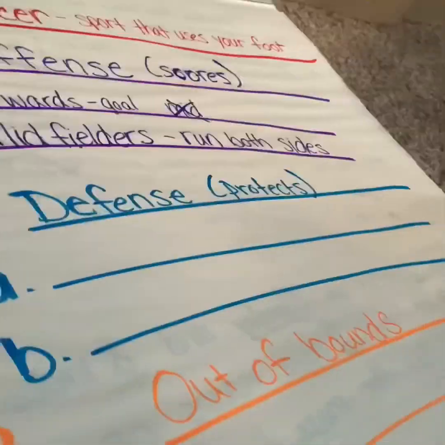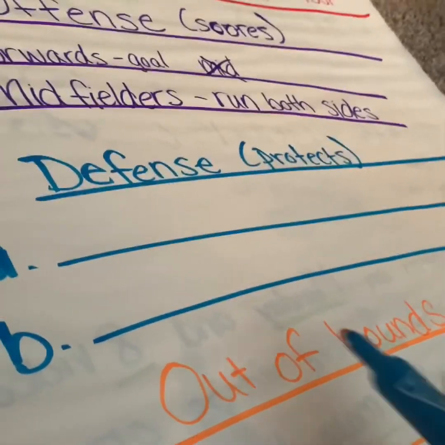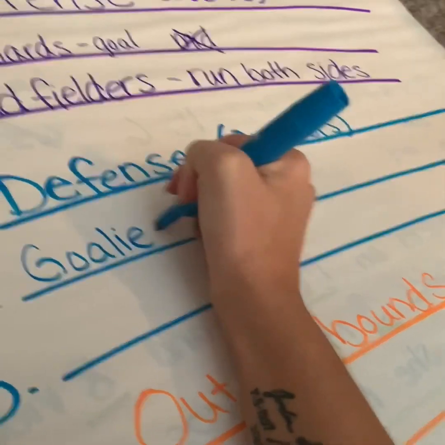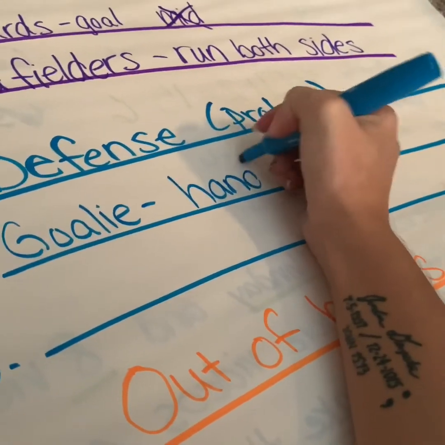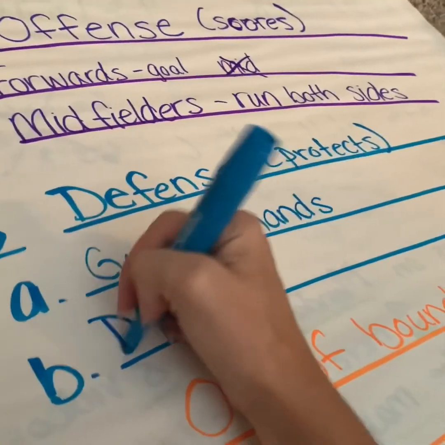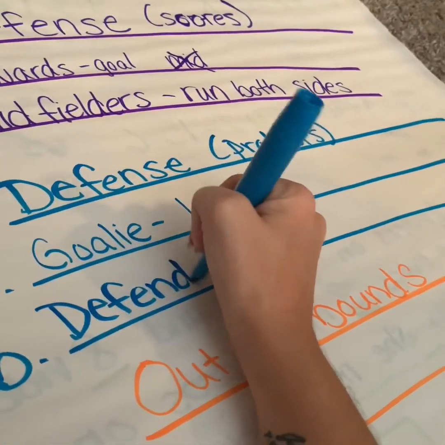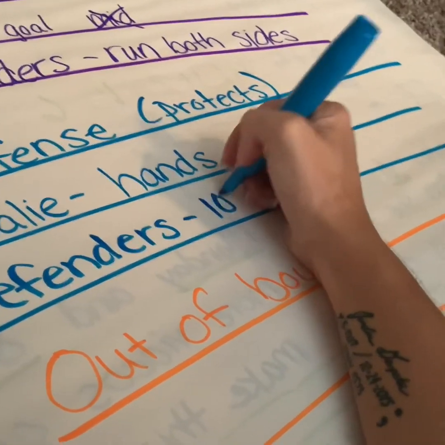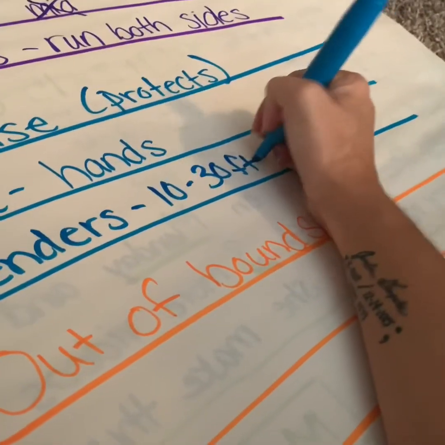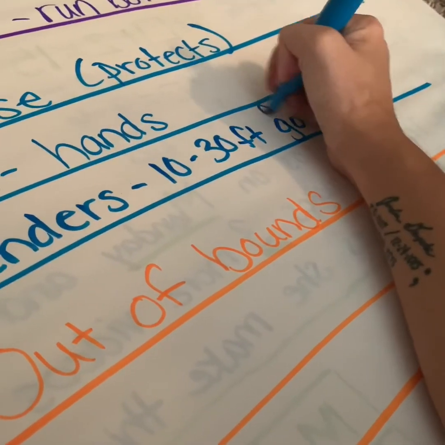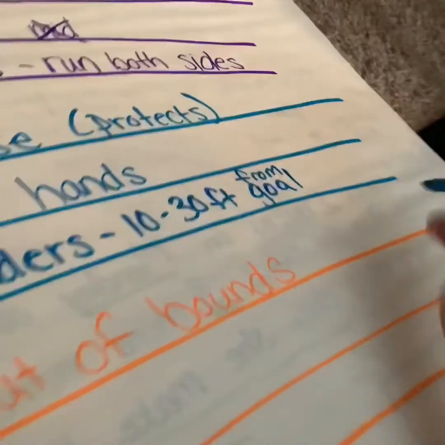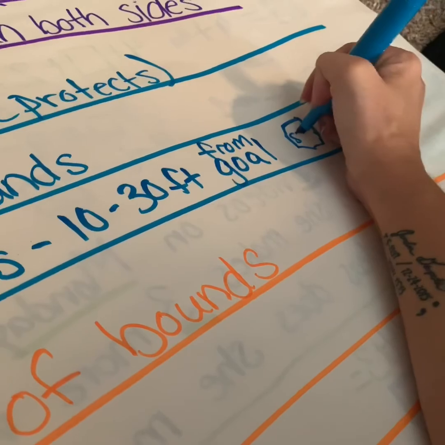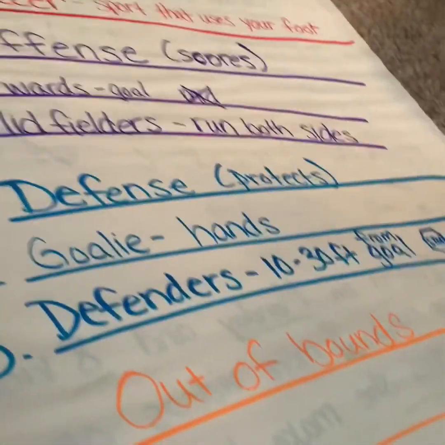Let's talk about details of defense. We'll talk about the 2 main parts of the defense. We have the goalie, and they can use their hands. And we have the defenders. And they are about 10 to 30 feet away from the goal to stop people from scoring. So I'll draw a little stop sign. They're trying to stop people from scoring.